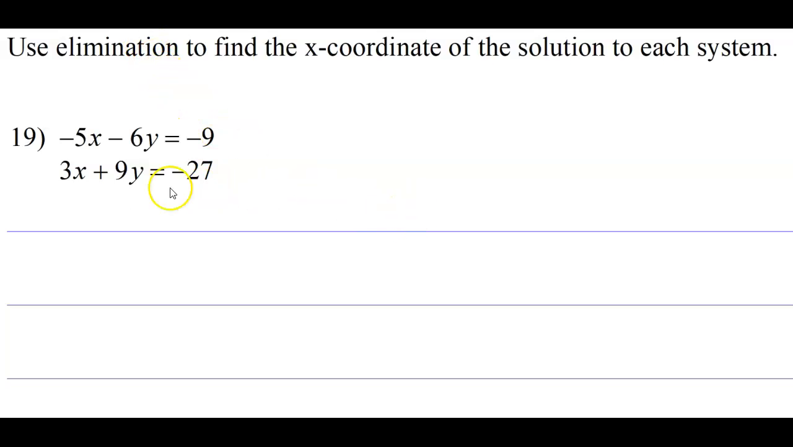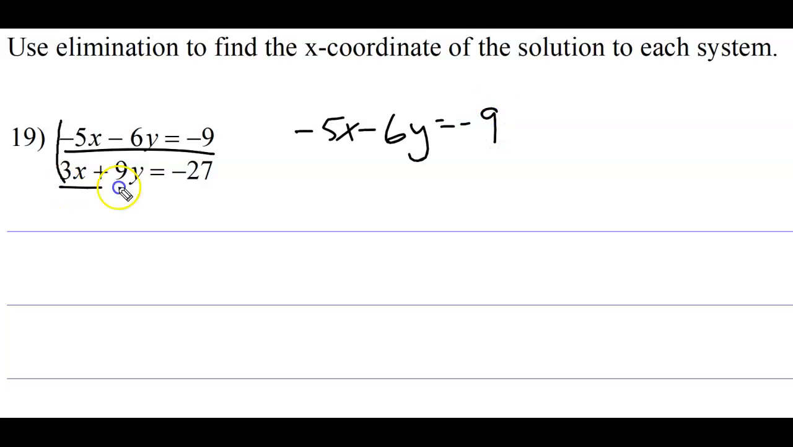All right, so here's this one. Once again, if you want to try to reduce these equations, you can. Notice the top one, I can't really do anything with that. Nothing goes into 5, 6, and 9, so I can't reduce that equation at all. But the bottom one I can reduce by 3, so I think I'll start by doing that.